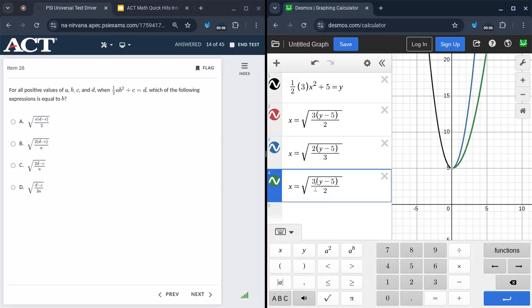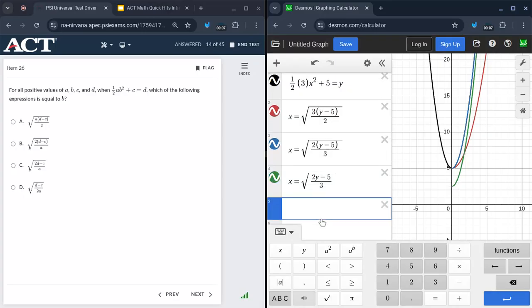So let's put the next couple in. The next one is 2 times our D value. Again, our D value is Y minus our C value, which is 5, and then all over our A value, which is 3. All right, well, that's obviously not it. It doesn't match up at all. And then what do we got? We got one more to do.